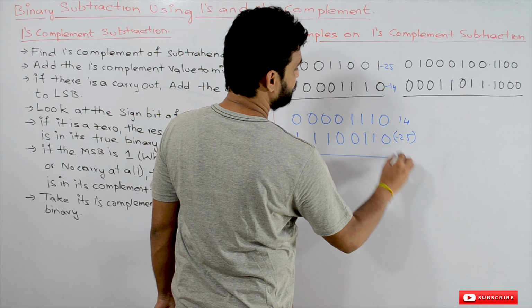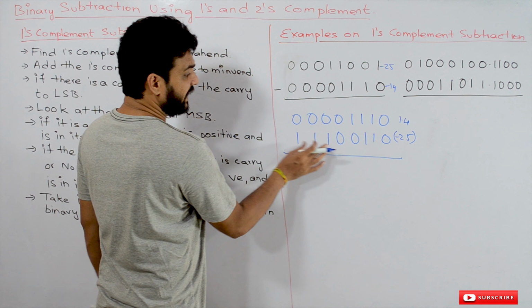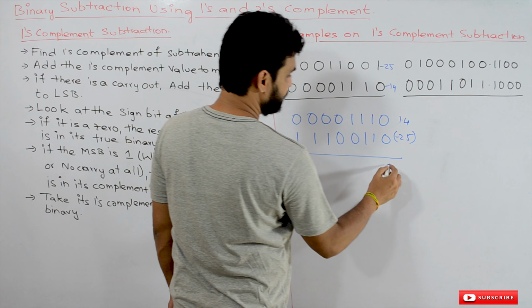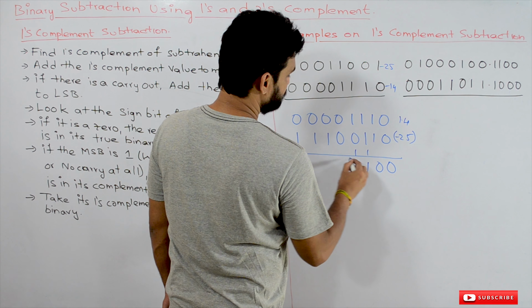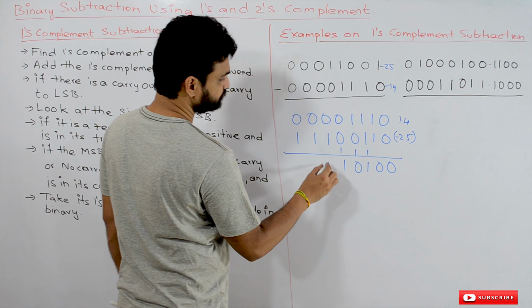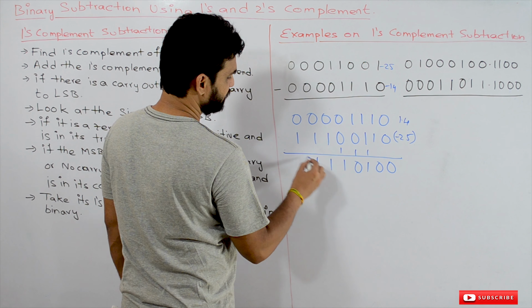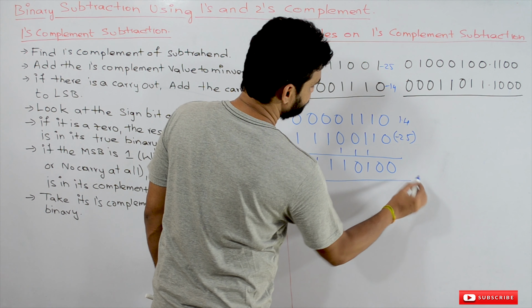Let's add this ones complement to the minuend. It is 0 0 1 1 1 0 1 1 1 1 1. So this is the output.